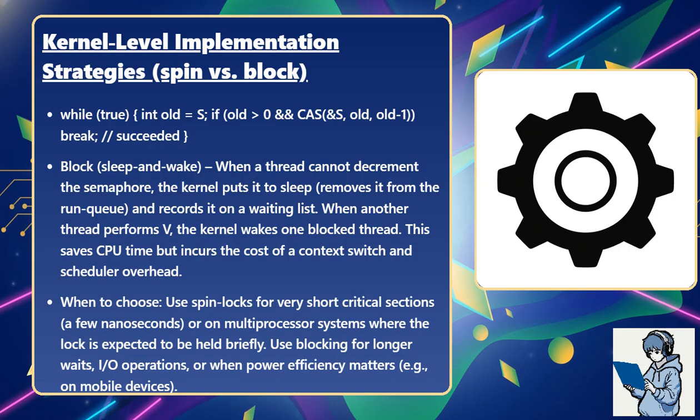When to choose: use spin locks for very short critical sections, a few nanoseconds, or on multiprocessor systems where the lock is expected to be held briefly. Use blocking for longer waits, I/O operations, or when power efficiency matters, for example on mobile devices.